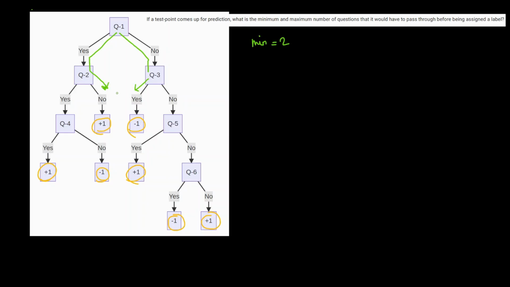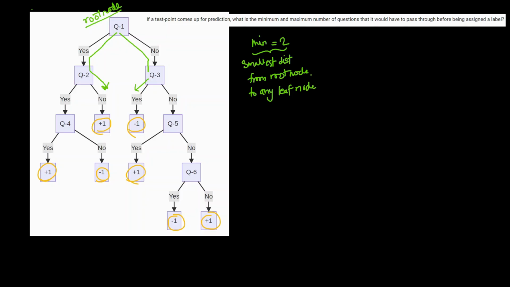There are 2 questions. Similarly, for the longest path, let me call this the root node, and the others are leaf nodes, right? So how did we obtain the minimum equal to 2? This is the smallest distance from the root node to any leaf node, right?